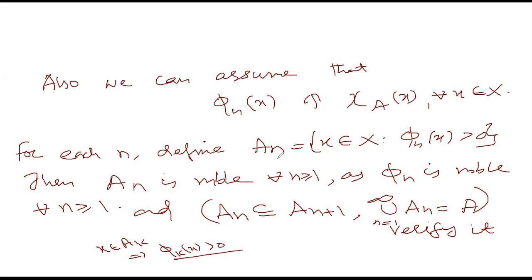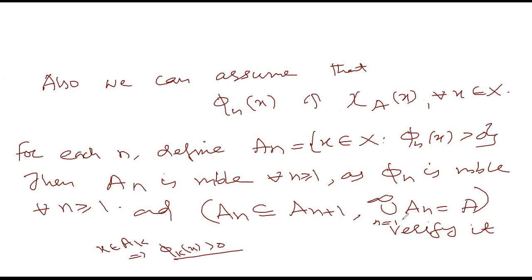So whenever phi_n is positive for all n greater or equal to k, then its limit must be positive, but its limit is chi_A of x. So that means chi_A of x must be positive. But chi_A of x has only two values, 0 or 1. Since it's positive, therefore the value must be equal to 1. So whenever chi_A of x is 1, it means that x must be in A. So that's this side. Okay.